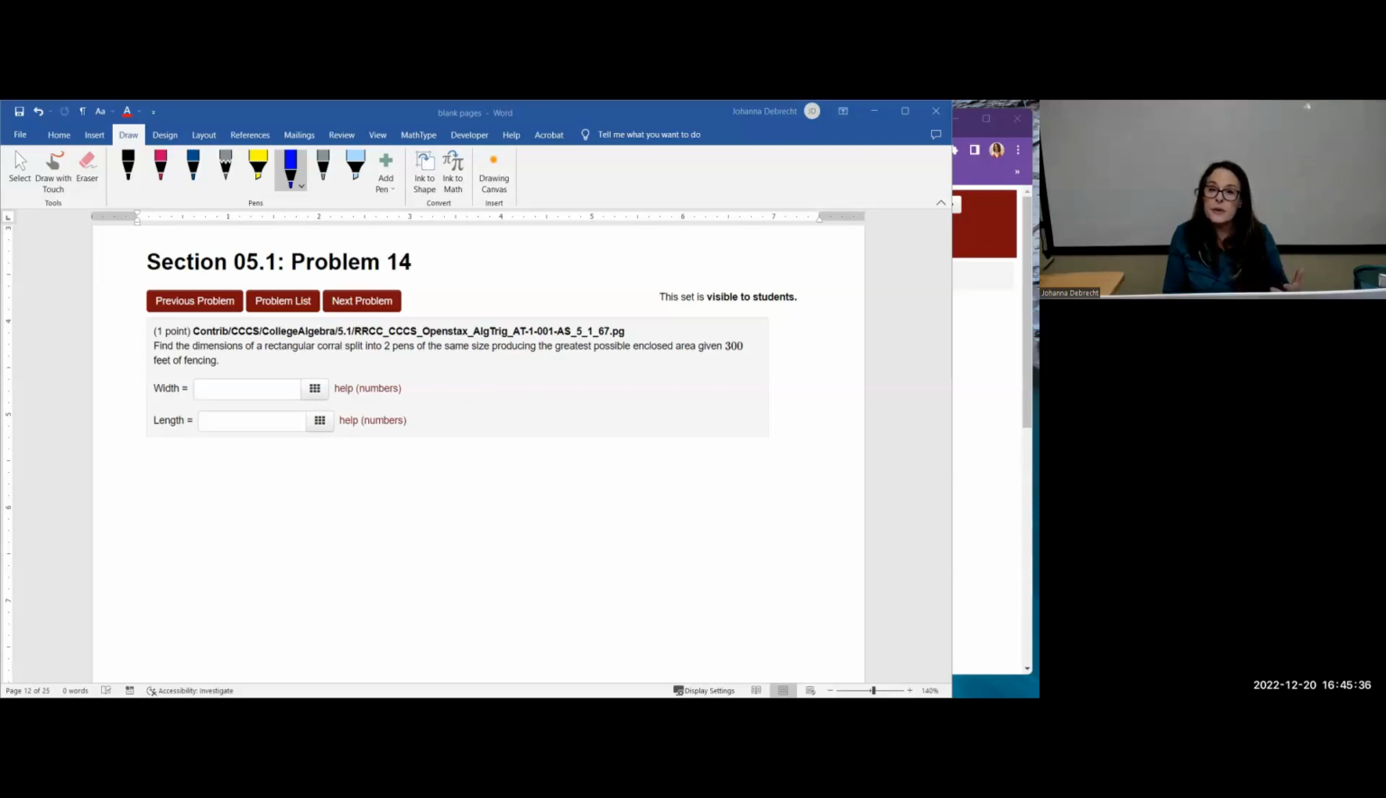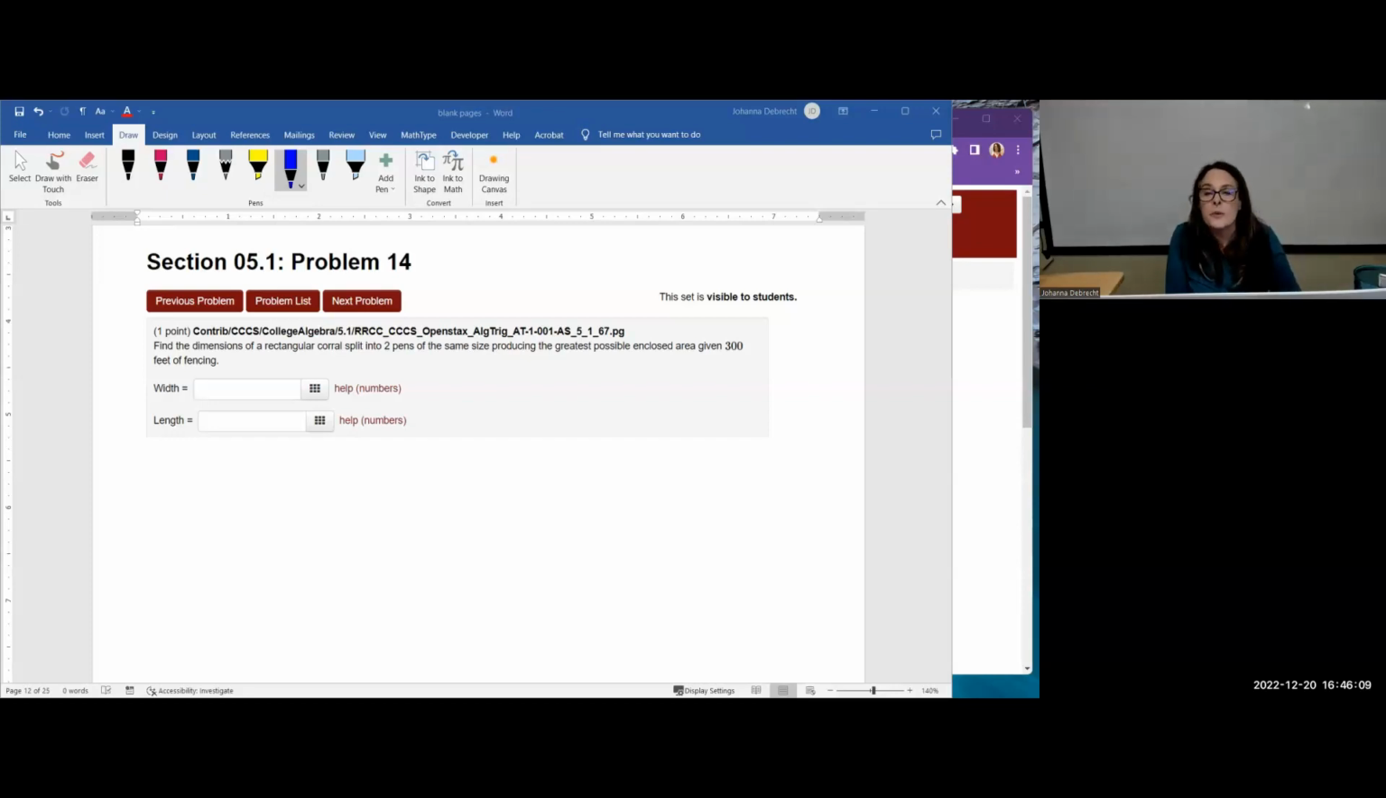So let's read through it first. First time we read through, we're just getting a vague idea of what we're talking about. Then we'll go back and pull it apart about every 2 to 3 words and translate the mathematics from the English. So the first time we read, just straight through. Find the dimensions of a rectangular corral split into 2 pens of the same size, producing the greatest possible enclosed area given 300 feet of fencing.